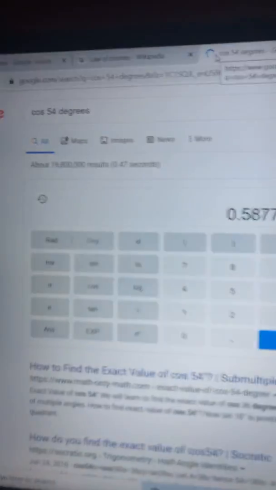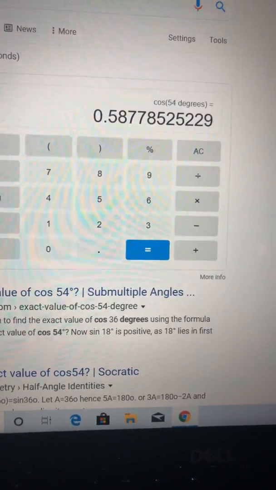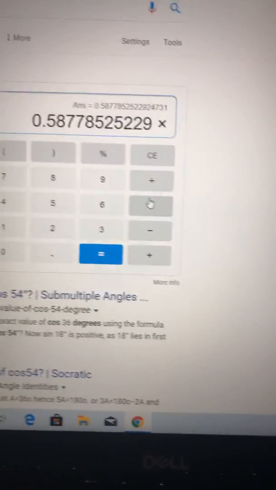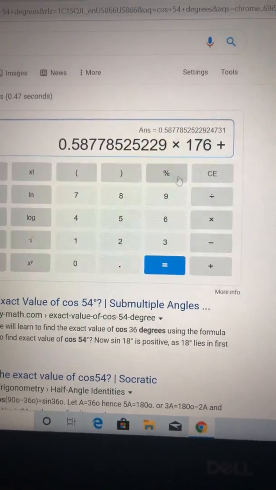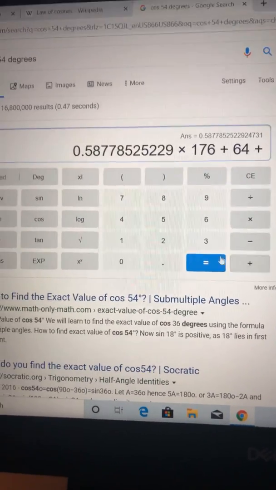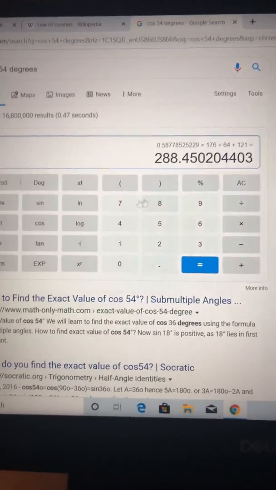So here we got our calculator. I'm just using my computer for the purpose of this, because I left my calculator somewhere, and it is this, okay? So we have that, and then we're going to try to multiply that by 176. Then we're going to add 64, add 121, and we will get this, and it is the root of this number.